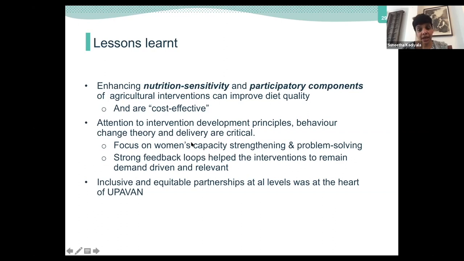And one of the things that Ekjut and Varath have really engaged with is ensuring that these strong feedback loops are maintained through the intervention life cycle, so that the interventions remained participatory and remained demand driven. And also, UPAVAN, I would like to focus on the kind of partnerships. I think inclusive and equitable partnerships at all levels were at the heart of UPAVAN, and what that meant was we had a shared vision, shared passion, and shared understanding of what needs to be done and our approaches. And also shared problem solving. I think all that enabled to improve fidelity and quality of intervention delivery as well.